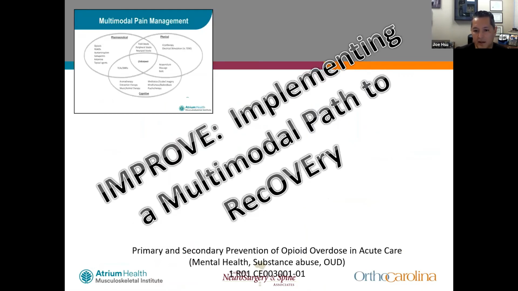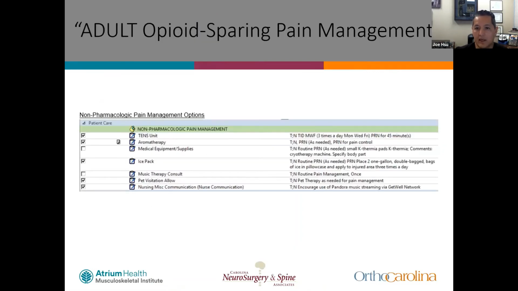This is something that you should be aware of and make sure that you have at your fingertips, because it can be very helpful. And so part of the Improve work that we're doing that's very practical, that's part of what we're talking about, this toolkit philosophy, is the adult opioid sparing pain management order set. So this is available. It's all throughout our inpatient record now. And what's great with this is you don't have to remember all these things. So aromatherapy, TENS, ice packs, telling the patient to do music therapy or listen to Pandora on the Get Well network. Those are all pre-checked, so you don't even have to think about it.